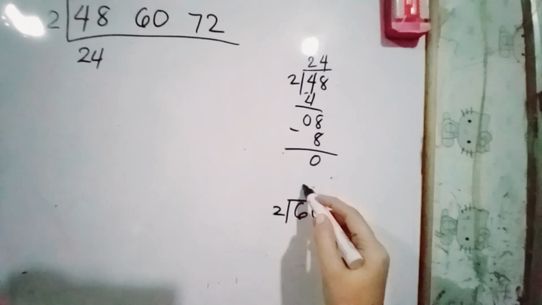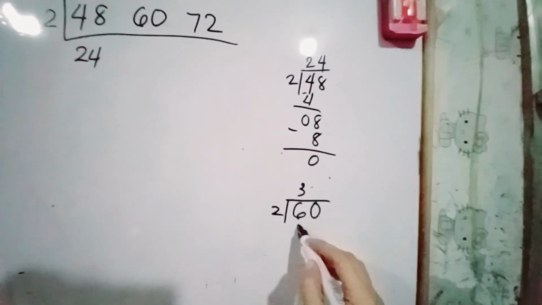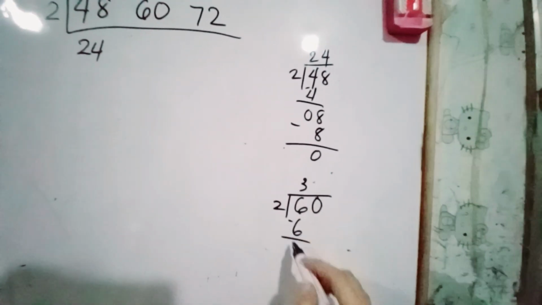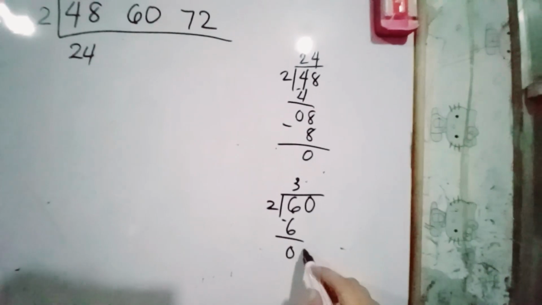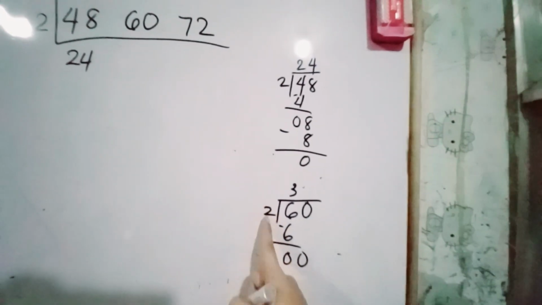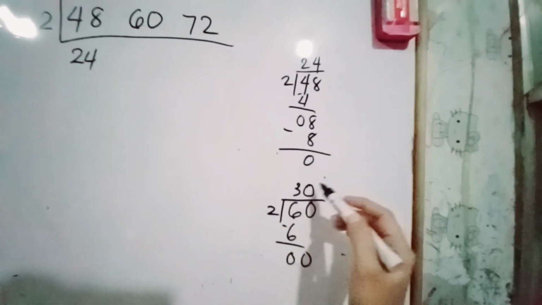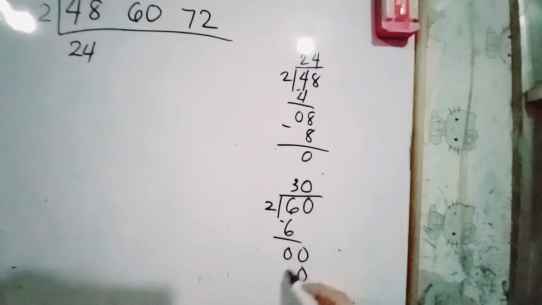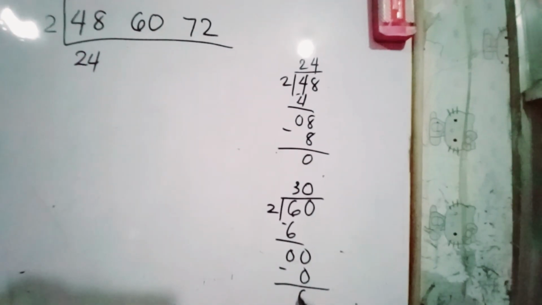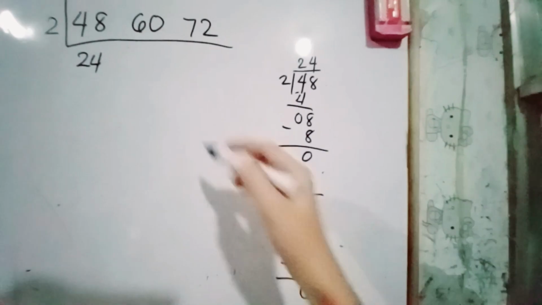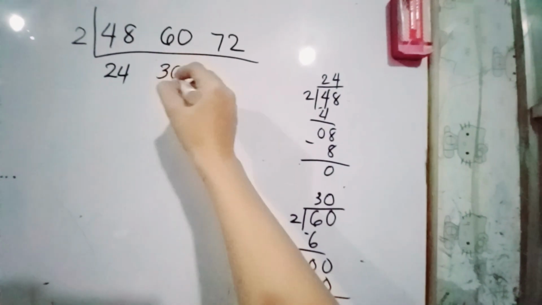Okay? Another. 60 divided by 2. 6 divided by 2 is 3. 3 times 2 is 6. 6 minus 6 is 0. Bring down 0. 0 divided by 2 is 0. 0 times 2 is 0. 0 minus 0 is 0. So the answer is 30.